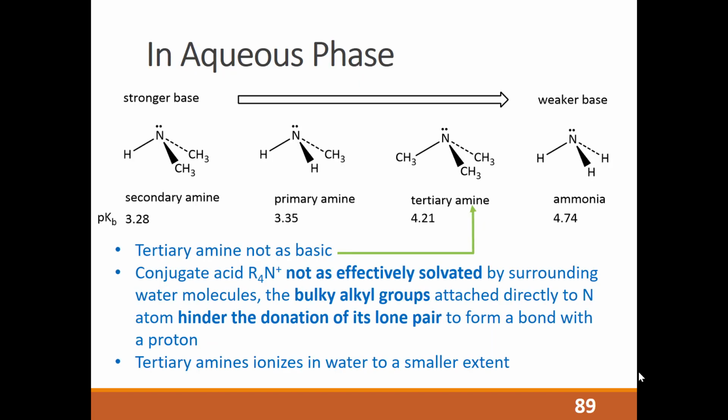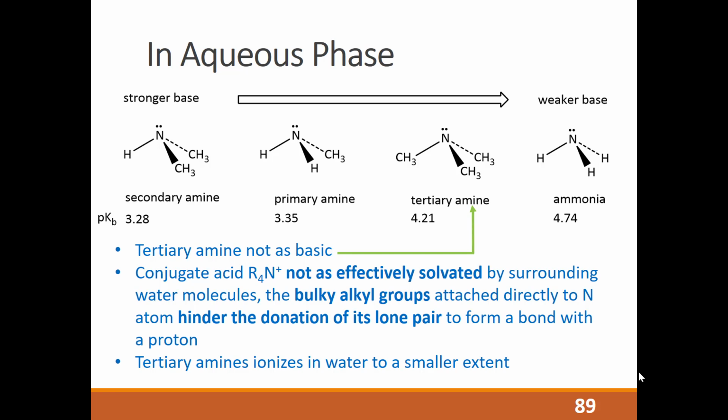However, in aqueous phase, the order is slightly different, because now we have to take note of the solvation as there's a solvent involved. So the tertiary amine is no longer the most basic one. In fact, it is not as basic as the primary amine.